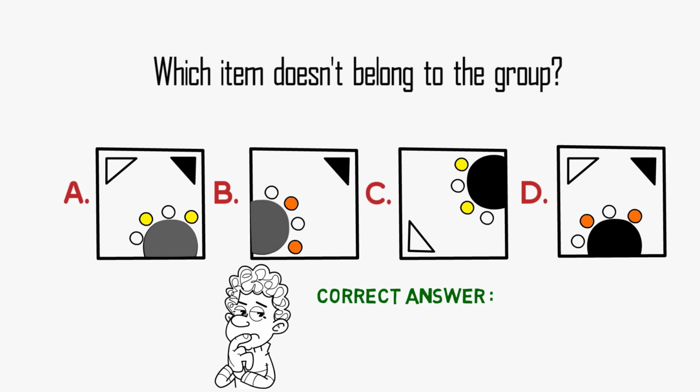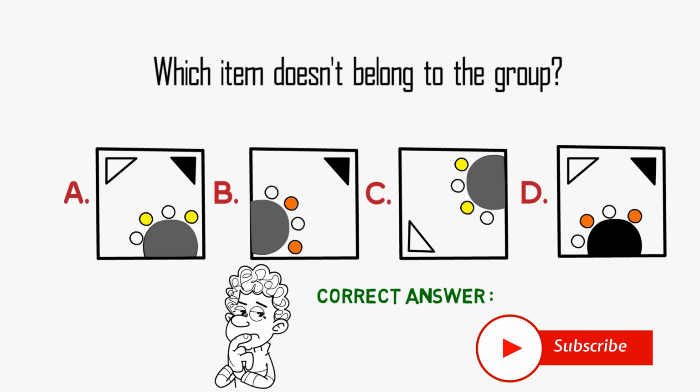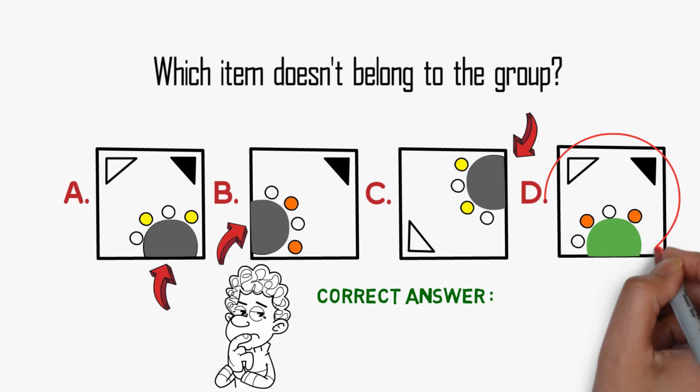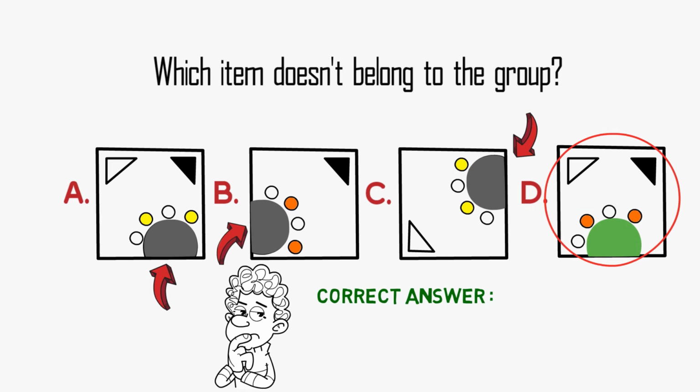And as you can see, all half circles are attached to the corners of the square. You see this in the shapes A, B, and C. But in shape D, half circle is placed in a different location. It is in the bottom middle of the square. This is why the item that doesn't belong to the group is the choice D. So the correct answer here is choice D.